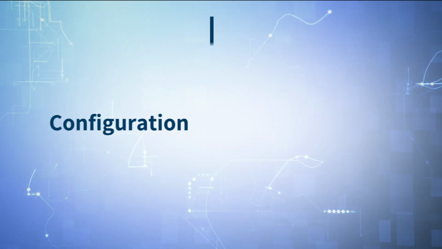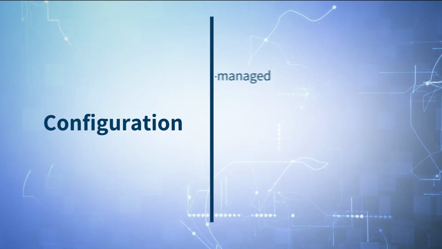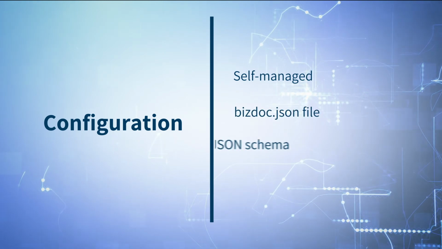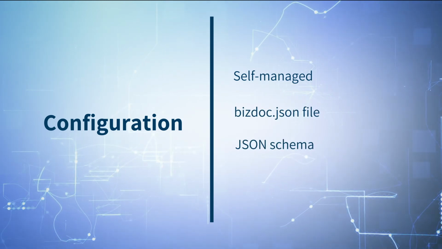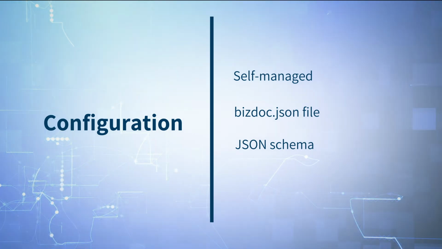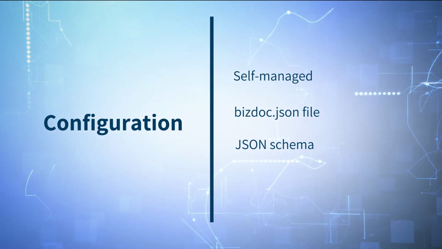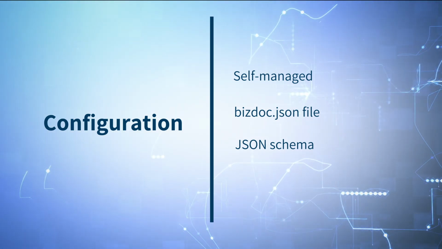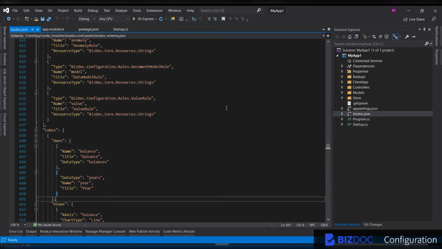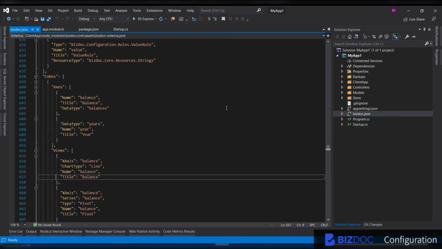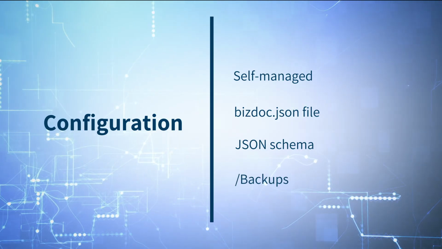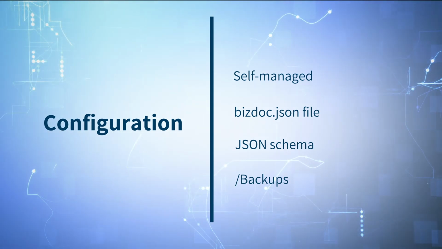BizDoc automatically configures components as we add them to our project. We then enter the configuration to apply settings. Configuration is saved in the bizdoc.json file, located in the project root. We can manually edit this file to change settings. For example, we can change a cube's via chart type. Backups of the file can be found in the /backups directory.